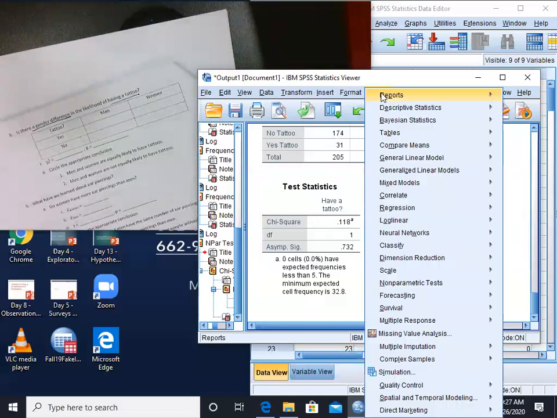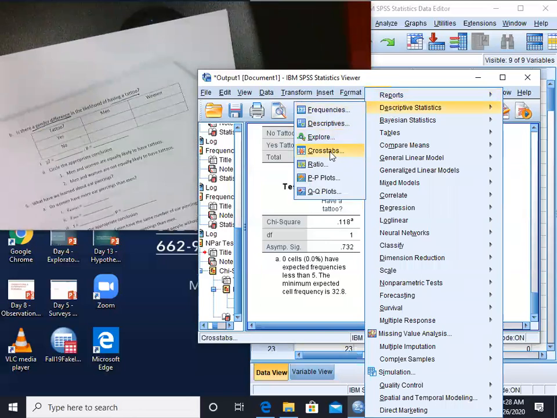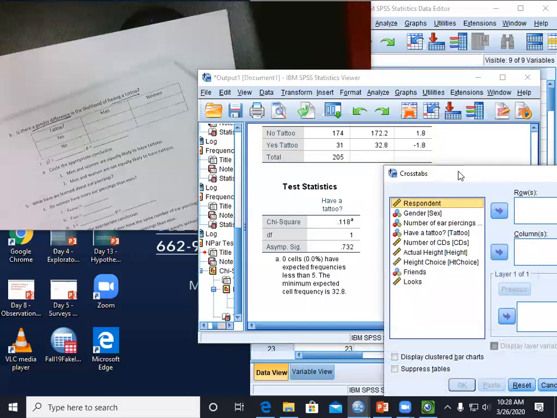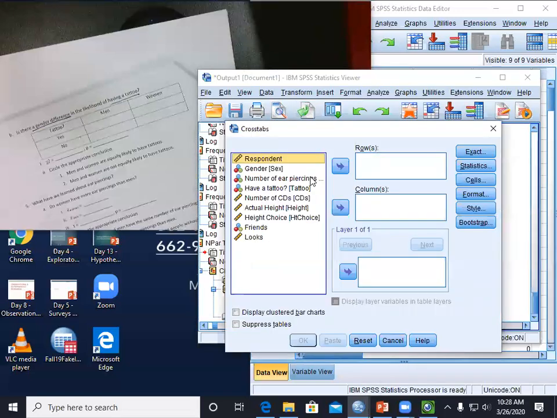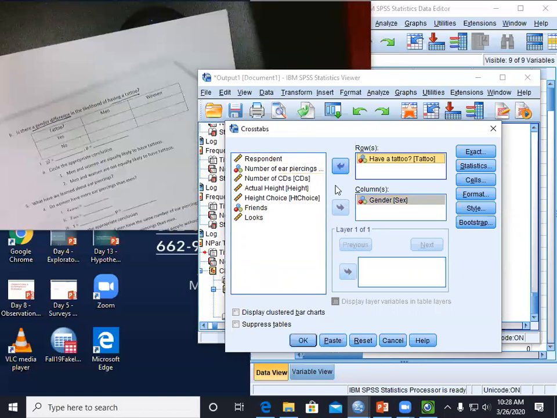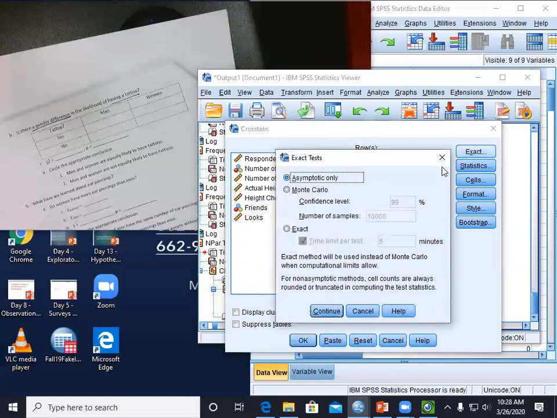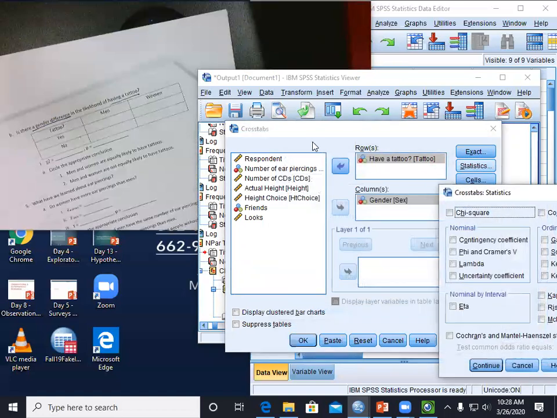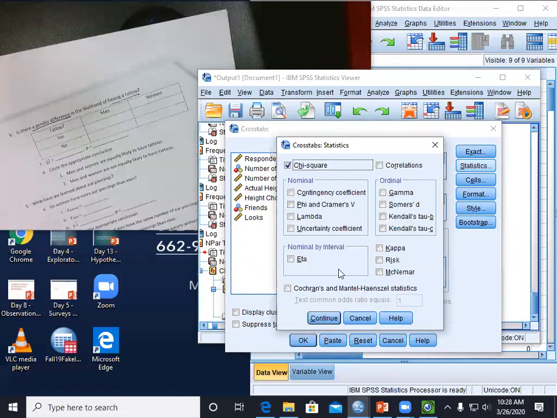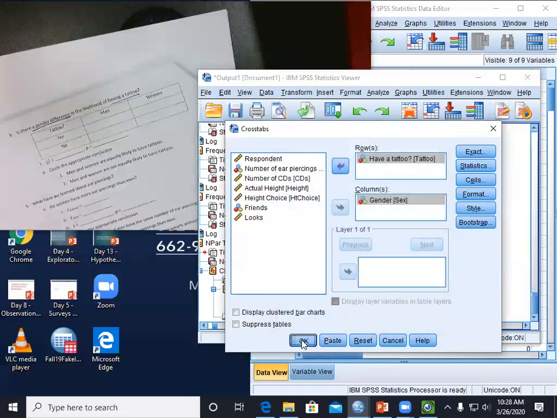To do our chi-square test of independence, we have to start with the crosstab table. I have the crosstab table printed here for us to fill in on the worksheet. Remember, in this crosstab table, we're going to put our predictor variable, which is gender, into the columns box, and our outcome variable, which is whether or not these genders have a tattoo, into the rows box. If I clicked OK, I would just get the crosstab table. In order to get the chi-square statistic, finding out if the men's answers are different from the women's answers, I need to click where it says statistics and select the box that says chi-square. All right, and press continue, and then OK.